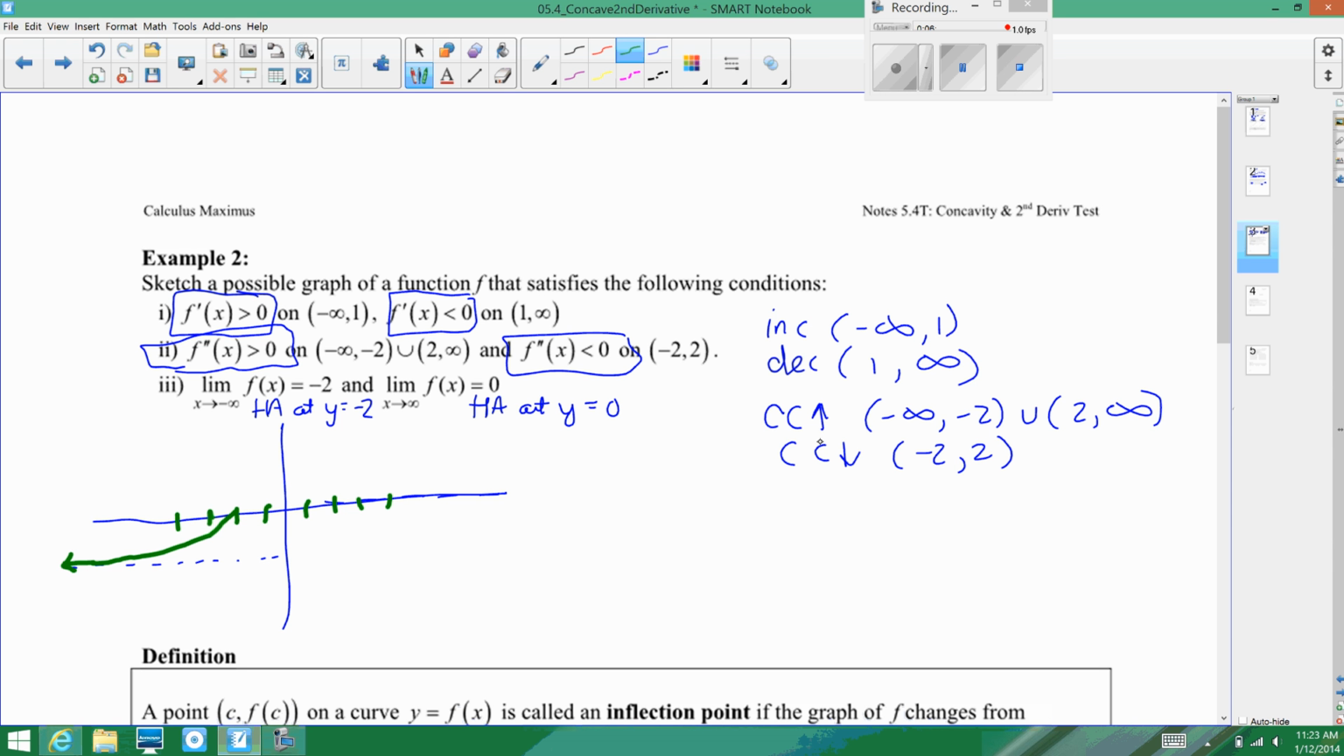And then we're still going to increase, but we're going to be concave down. We're going to increase all the way to 1, but we're going to be concave down. So maybe something like that, okay? And then we start decreasing from 1 to infinity. And then we're going to be concave down until 2. So something like this would be fine. And then what happens? Then we're concave up again and still decreasing. So we're going to be concave up.